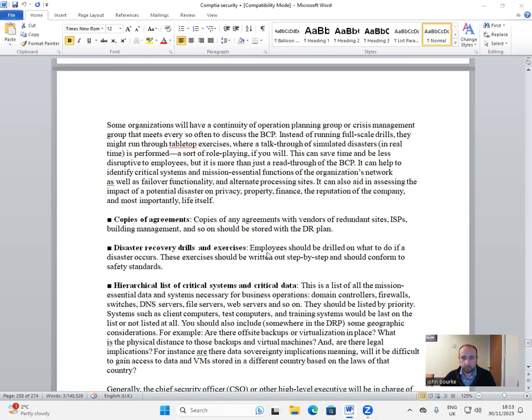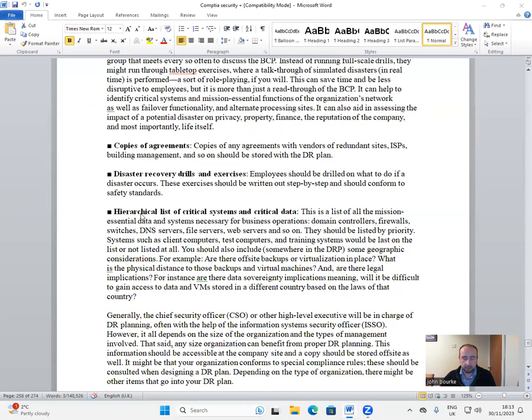Disaster recovery drills and exercises. Employees should be drilled on what to do if a disaster occurs. These exercises should be written out step by step and should conform to safety standards.